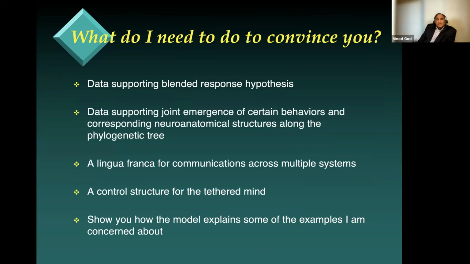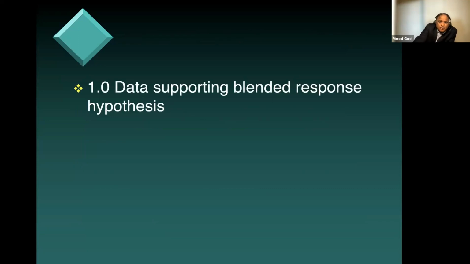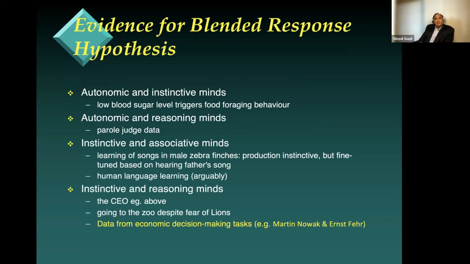So to convince you of this, I need to do a number of things. I need to provide you with data supporting the blended response hypothesis, data supporting joint emergence of certain behaviors and corresponding neuroanatomical structures along the phylogenetic tree, a lingua franca for communication across the multiple systems, because I made a point of saying they're very different systems, a control structure for the tethered mind, and then show you how the model explains some of the examples I'm concerned about.